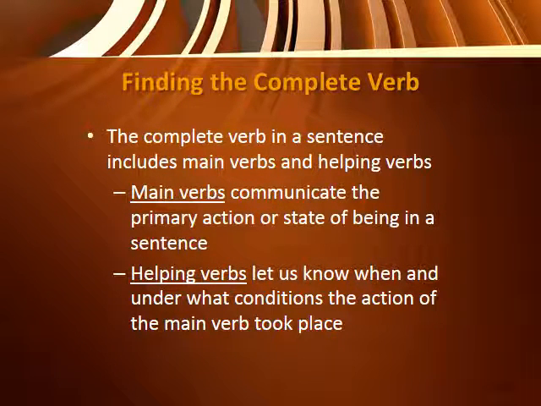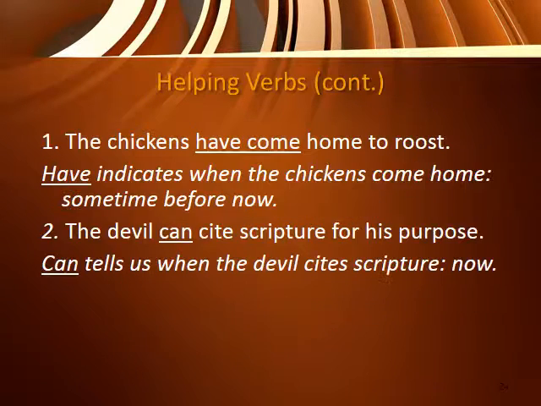The complete verb in a sentence includes the main verbs and the helping verbs. So the main verb is the very main verb. That's the verb that you can have without the helping verb. That's considered the verb. Now the helping verb is exactly what it does. It just helps the verb give you more of an idea of when something happened. As an example, the chickens have come home to roost.